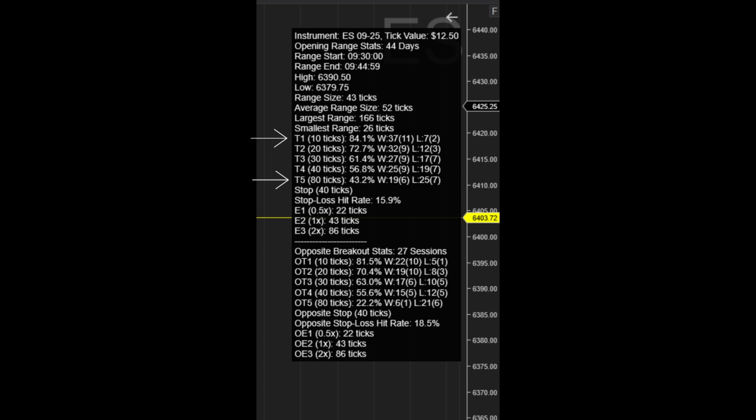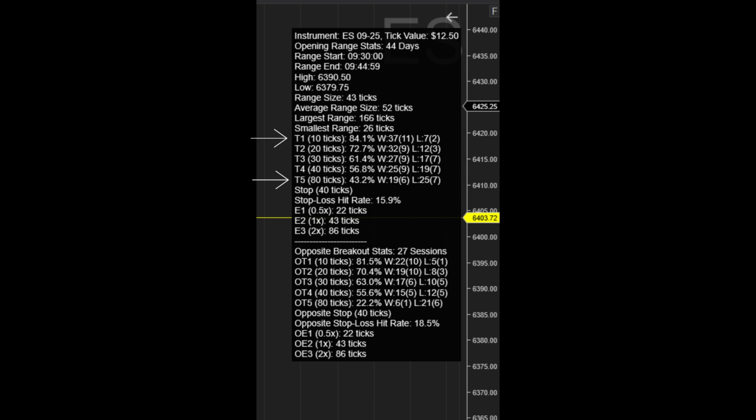So looking at T1, let's start with our wins. We had 37 wins at 10 ticks, so we had a total of 370 ticks as winners throughout this period. And we had 7 losers at 40 ticks, so 280 ticks of losers. 370 minus 280 means we had a net win of 90 ticks throughout the whole 44 days.